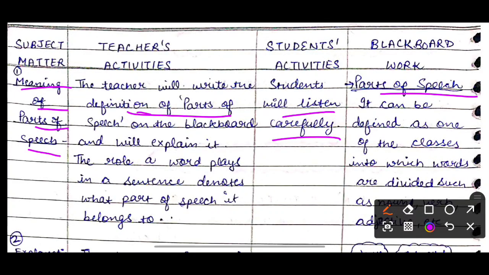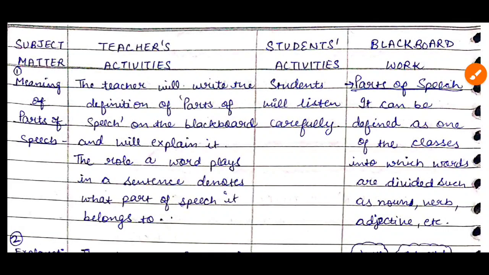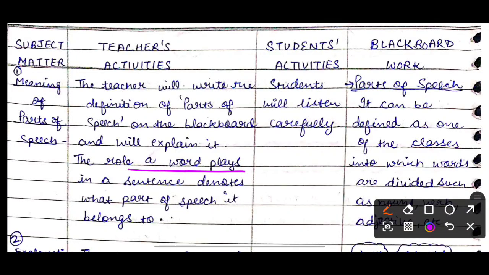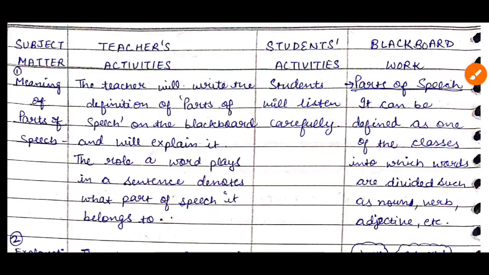It can be defined as one of the classes into which words are divided, such as nouns, verbs, adjectives, etc. And we will also tell them the role a word plays in a sentence denotes what part of speech it belongs to. Okay, we'll explain it further. But of course, we cannot write each and every word that we are going to say in the classroom over here, right? So we write it in short.